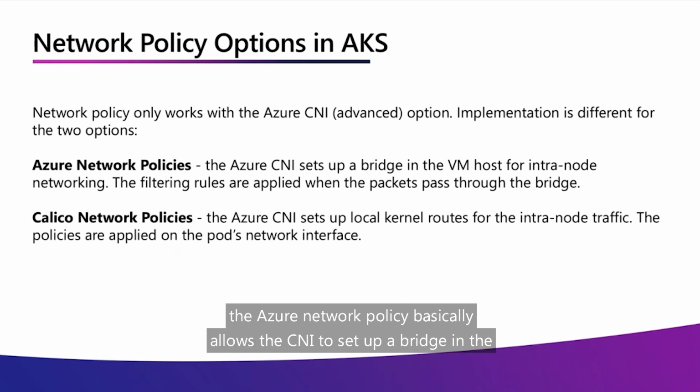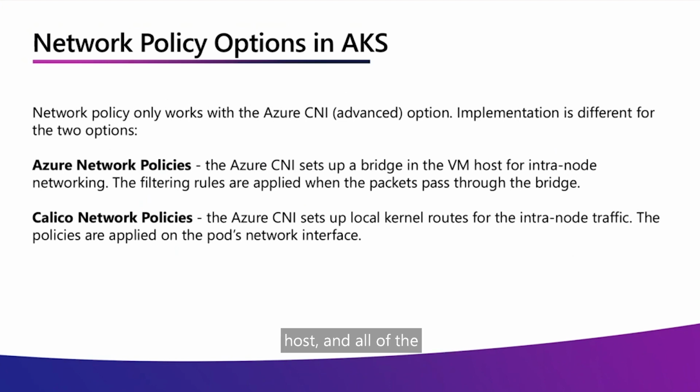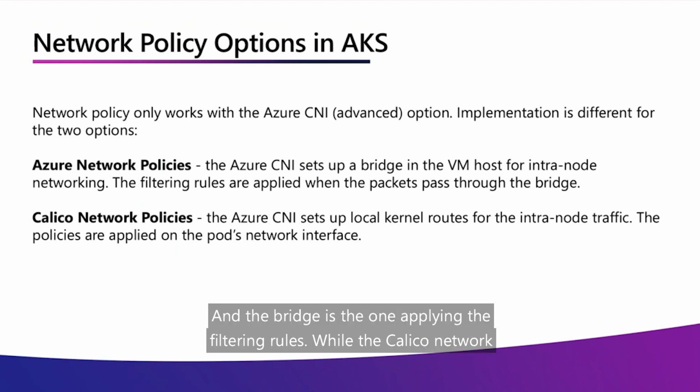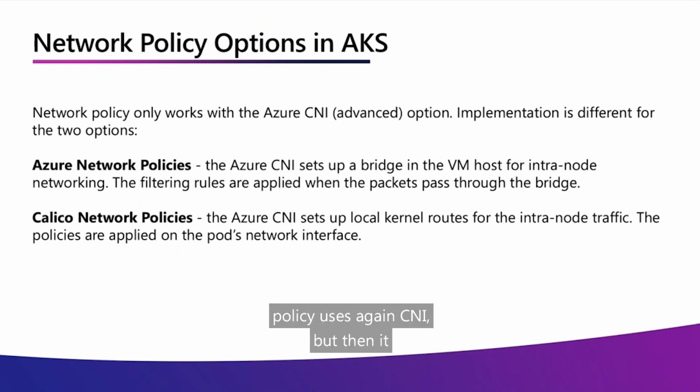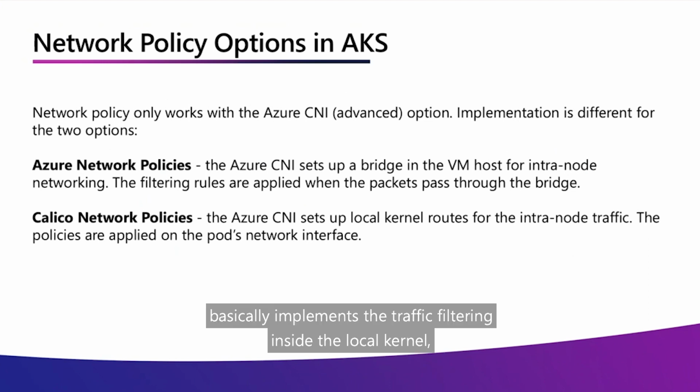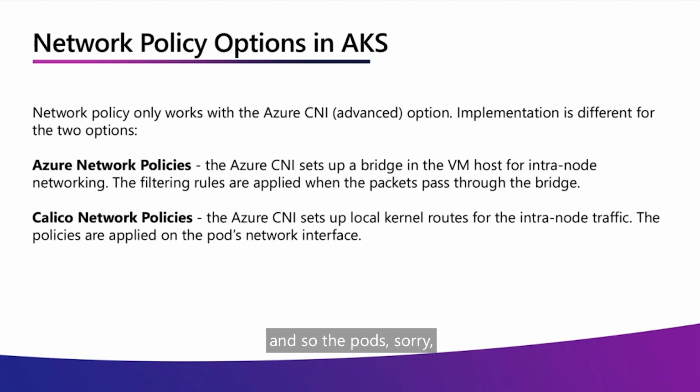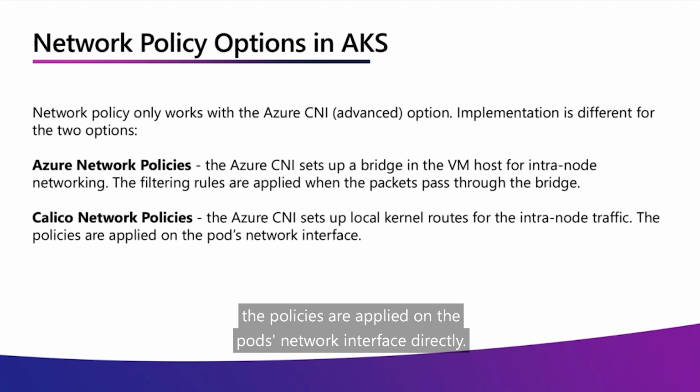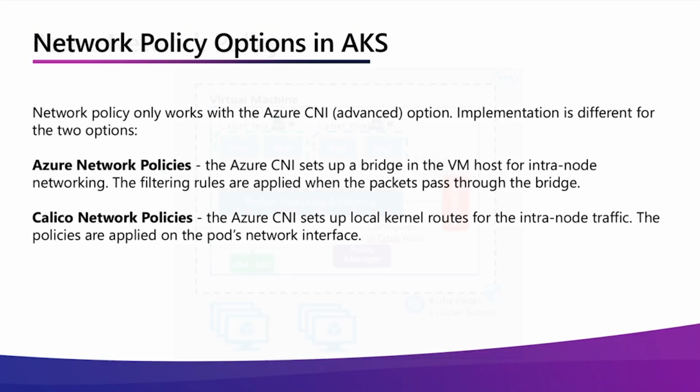However, the Azure network policy basically allows the CNI to set up a bridge in the host, and all the communication actually goes through this bridge, and the bridge is the one applying the filtering rules. While the Calico network policy again uses the CNI, but it implements the traffic filtering inside the local kernel. And so the policies are applied on the pod's network interface directly.